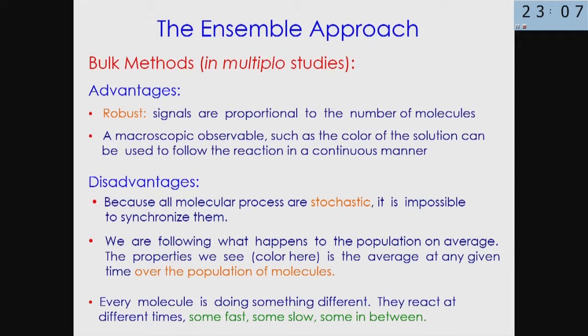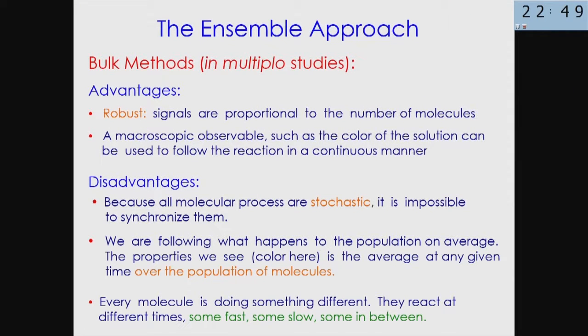But there are some disadvantages. You remember that all the processes that occur at the molecular level are stochastic, and therefore it is impossible to synchronize molecules. As a result, when we follow the change of color of the solution, what we are really doing is following the average of the behavior of the molecules in the population. We are not really following what each molecule is doing. In fact, you could claim that no molecule in the ensemble will follow the behavior of the average.